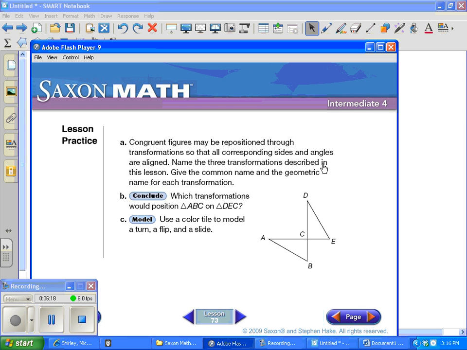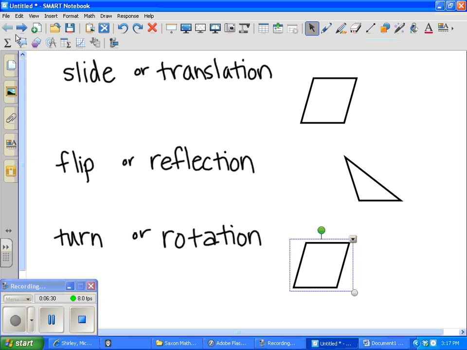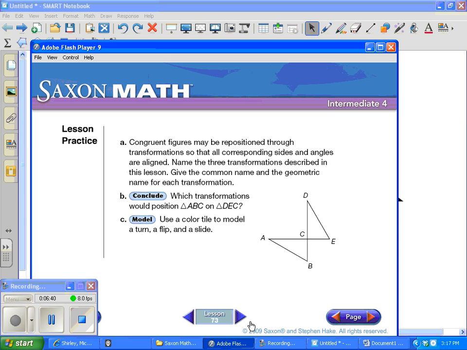Name the 3 transformations described in this lesson. Give the common name and the geometric name for each transformation. So if you remember flip, slide, turn, you can look back. A slide is a translation. A flip is like a reflection in a mirror. And a turn is like a rotation around a clock. Okay, there we have it. Now let's look at B.